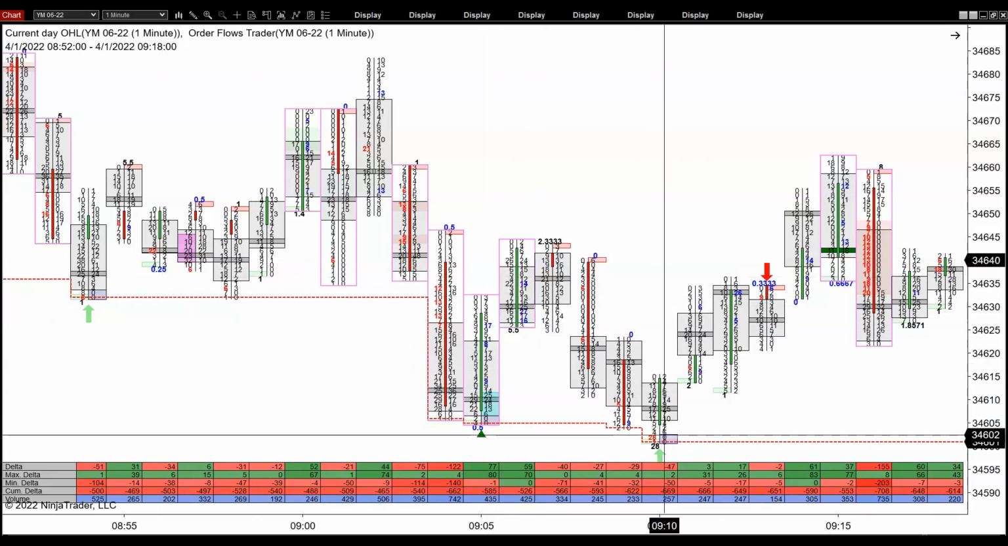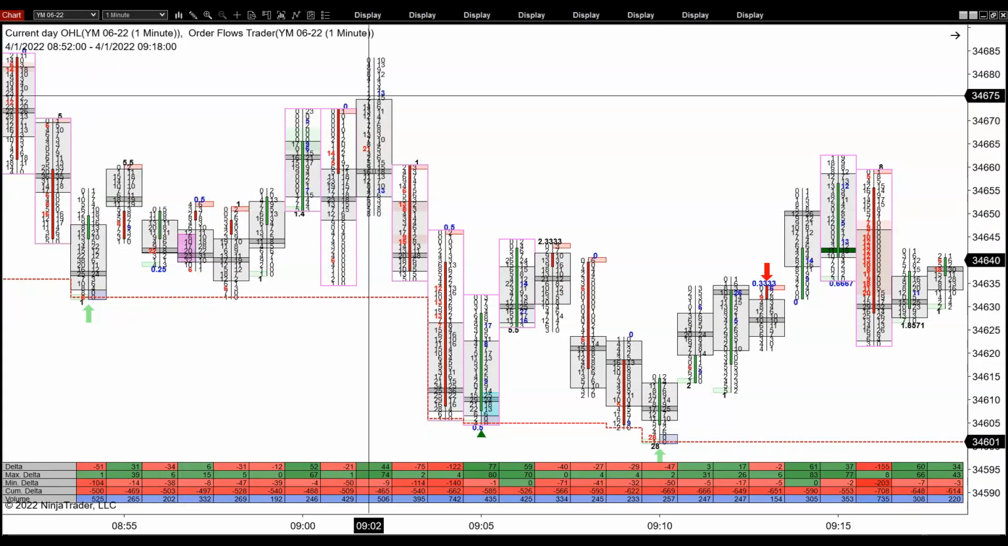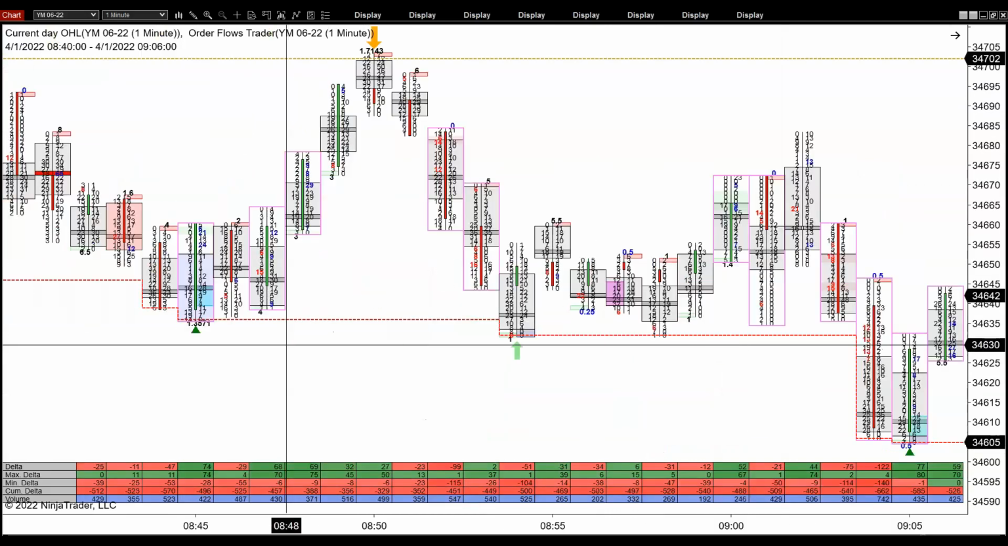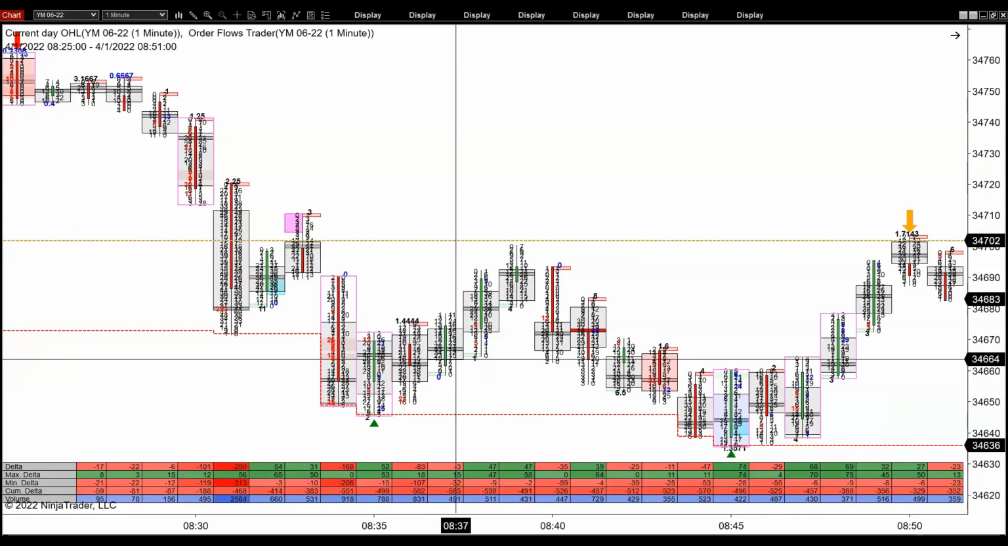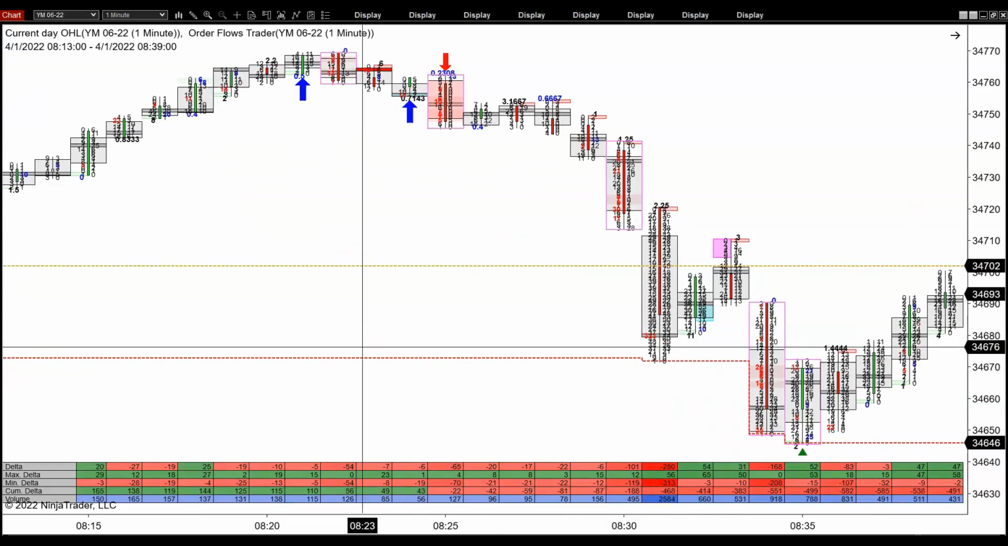Oftentimes you're going to get the buying tail outside of the value area. Here's another one here. Market, little move up, little move up, move up, no selling tail there. And this is on the open already.